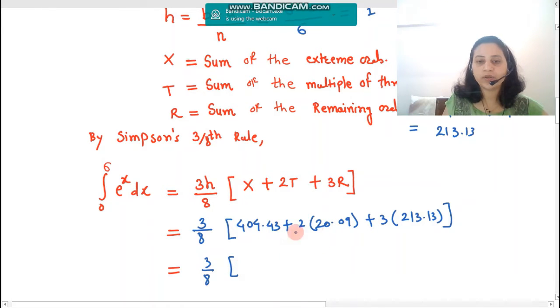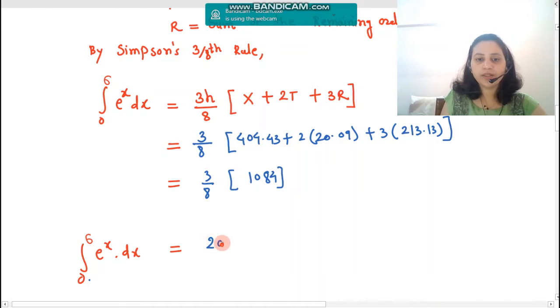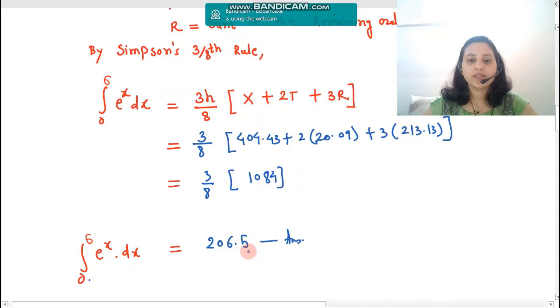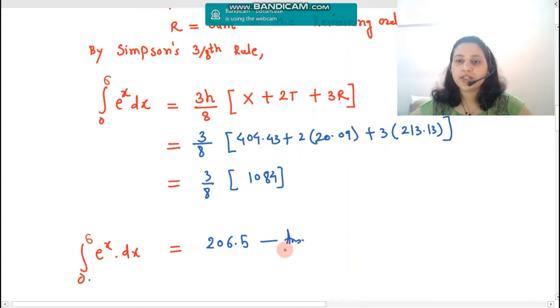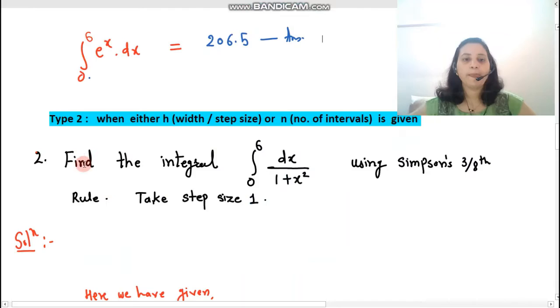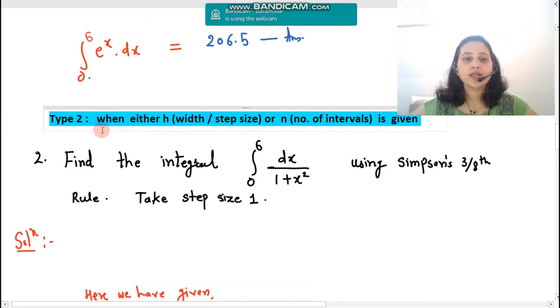Let's add all the quantities and this will become, okay. So the final answer is 206.5. Okay. So this is the final answer, and in such type of examples you just have to calculate the proper values and substitute those values in Simpson's 3 by 8 rule. Okay. Now we move towards the second type, when either h or n is given to us. So let's see the second example.